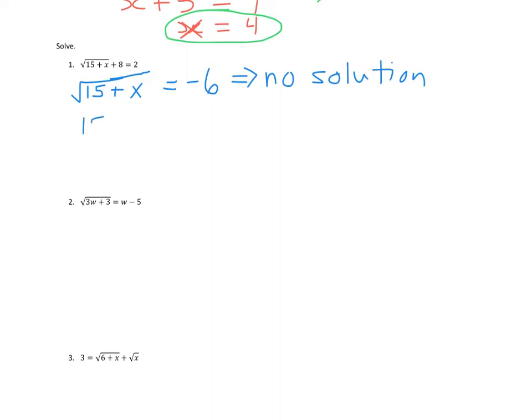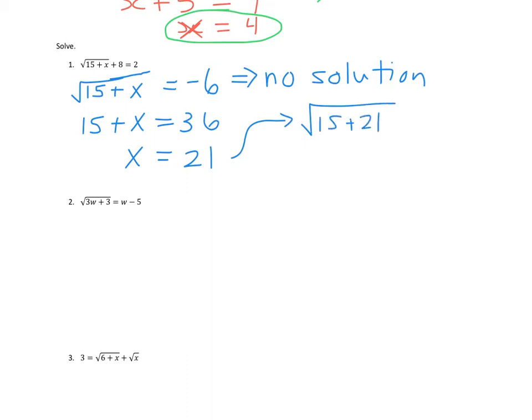Alternatively, we could have squared both sides. Perhaps you did square both sides, and you got this tentative answer that x equals, what is that, 21? And then when you went to go check it, perhaps then you saw that it could not equal 2.